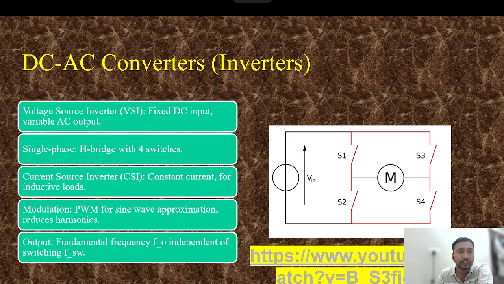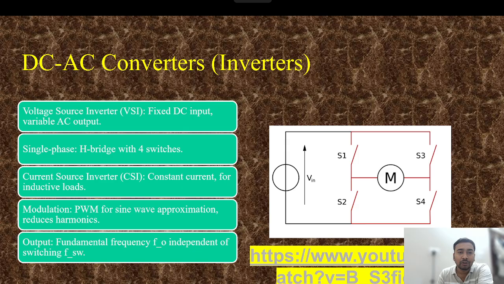Next one is the DC to AC converter. In DC to AC converter, it is a voltage source inverter, and the voltage source inverter is used to convert this fixed DC input to a variable AC output. You can see in the diagram a single phase H bridge with four switches, which is used to run a motor. So what is happening is that we are supplying a DC voltage here, and the output is AC, and this AC supply is used to run this motor.